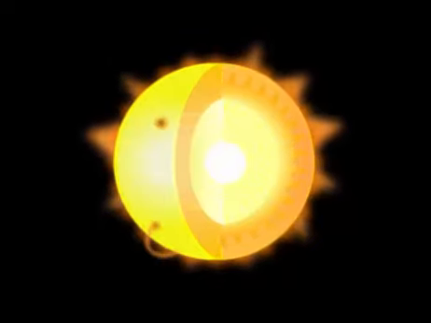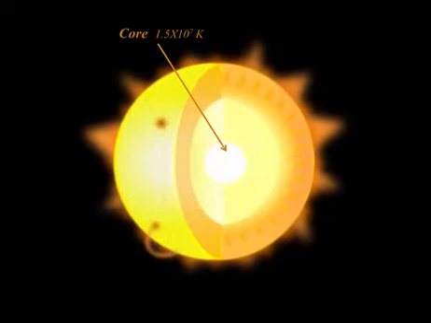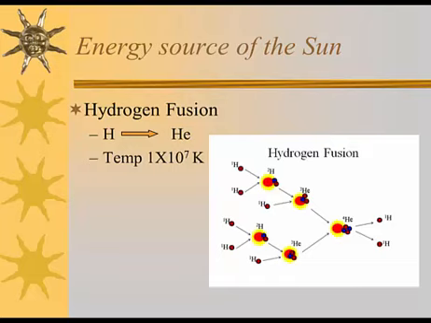We can see in this animation that there are a number of different layers to the Sun. Let's look at them individually. Starting out with the core, where we find temperatures of over 15 million Kelvin. It is the core that holds the energy source of the Sun, where hydrogen fusion is occurring. Hydrogen is fusing into helium. We know this takes temperatures of at least 10 million Kelvin. We see hydrogen atoms or protons gradually colliding together, forming heavier atomic nuclei.